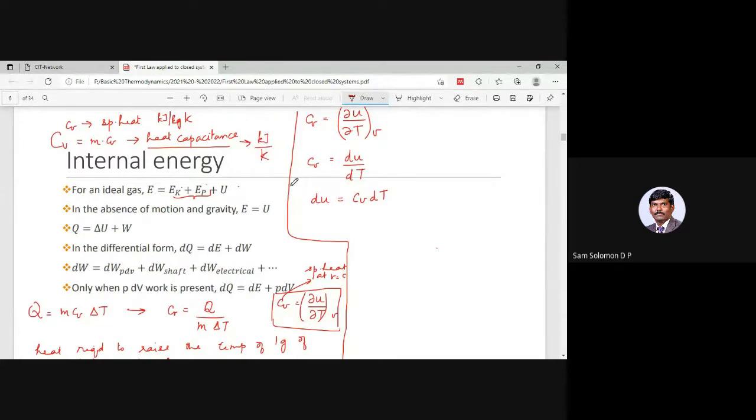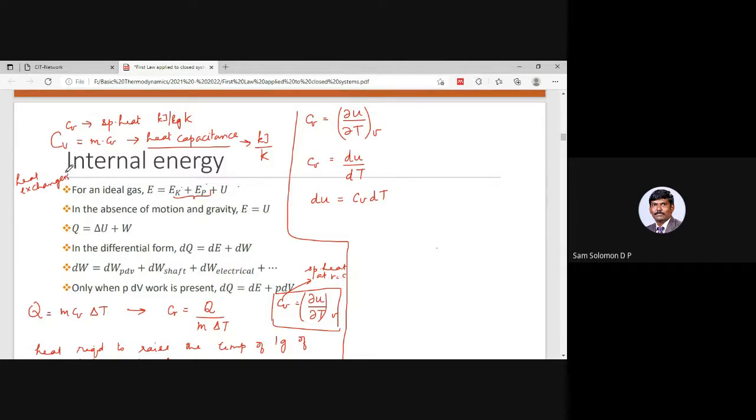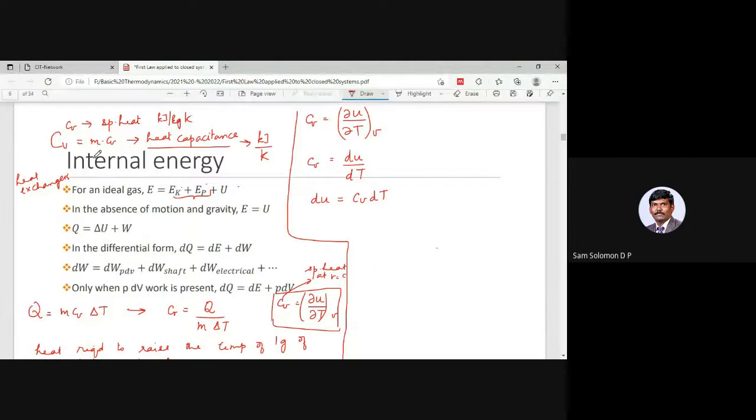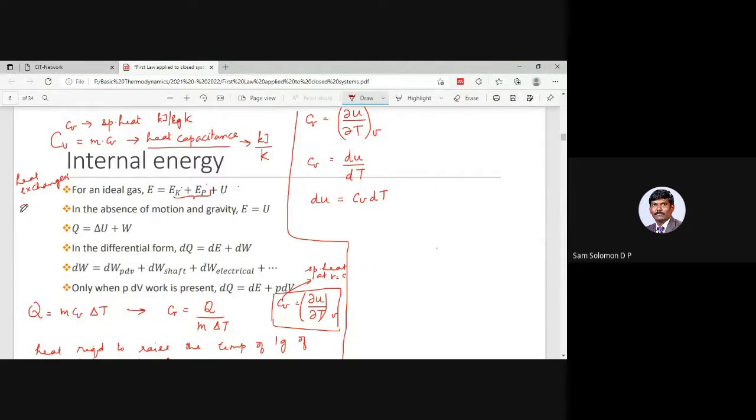Okay. So this heat capacitance rate, you will be using in something called heat exchangers, which you will probably be studying in the 5th semester. And there you will talk about this heat capacitance rate. When you want to find the effectiveness of the heat exchanger, you will be using this heat capacitance. Till then, we will be just using CV, specific heat, only for the application.